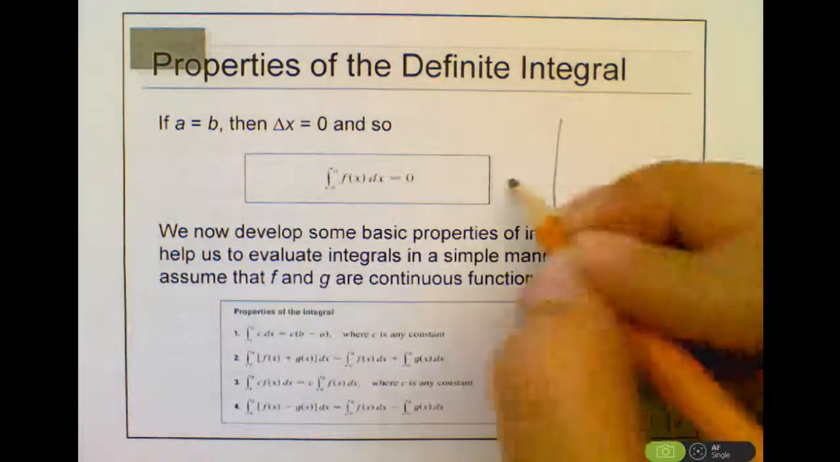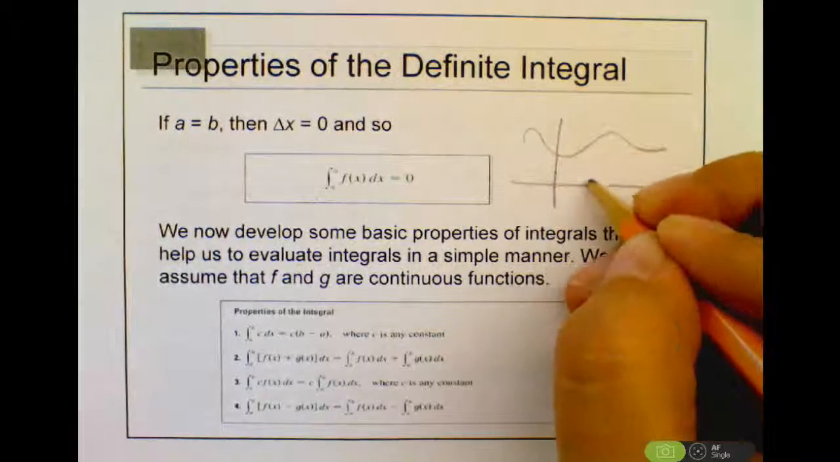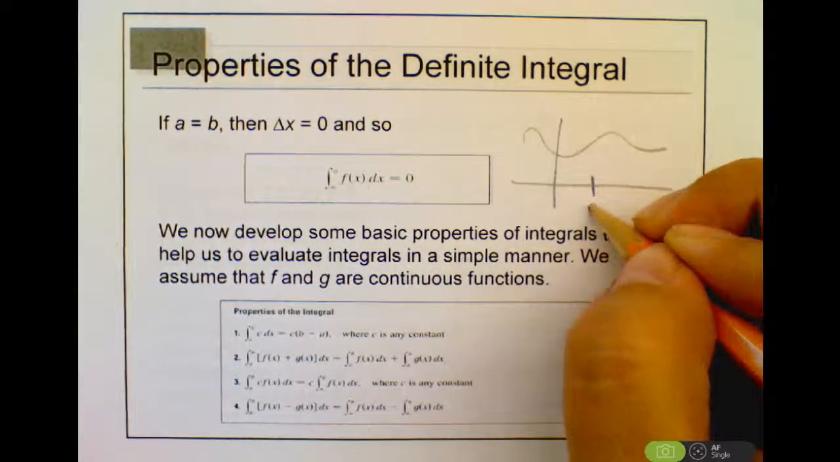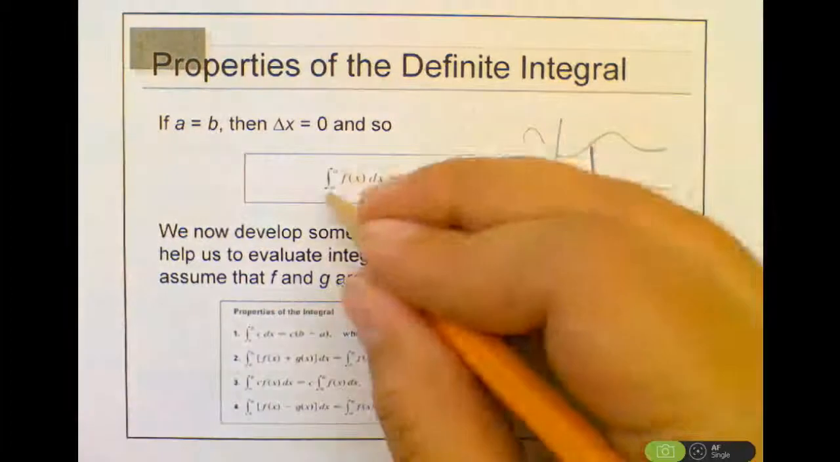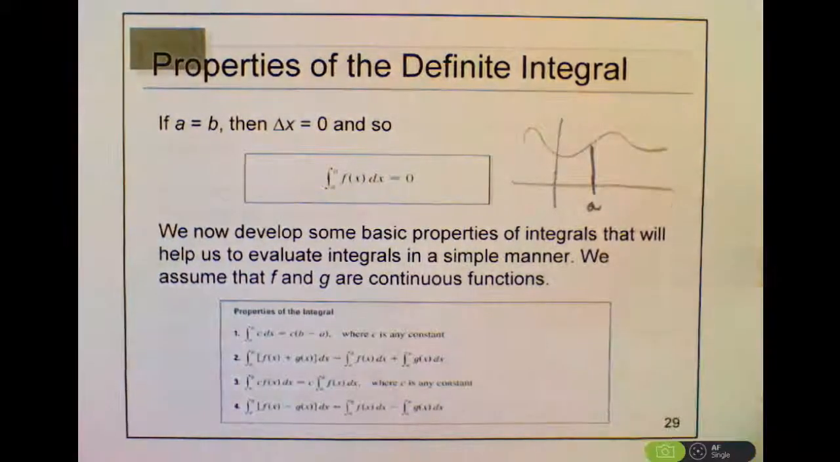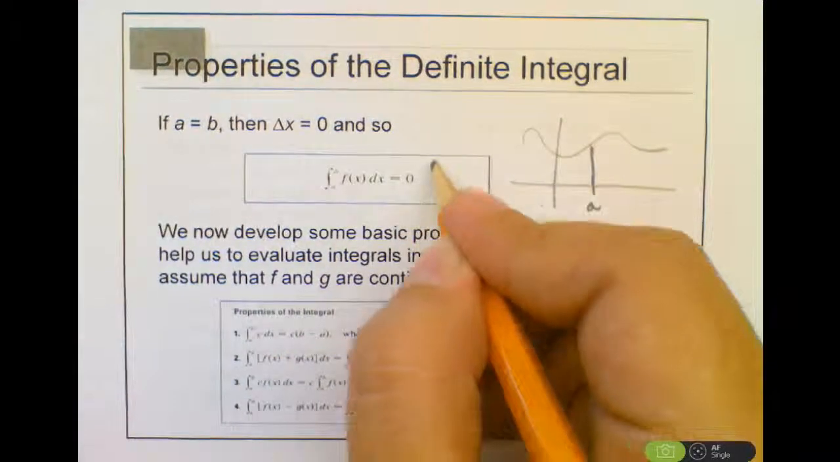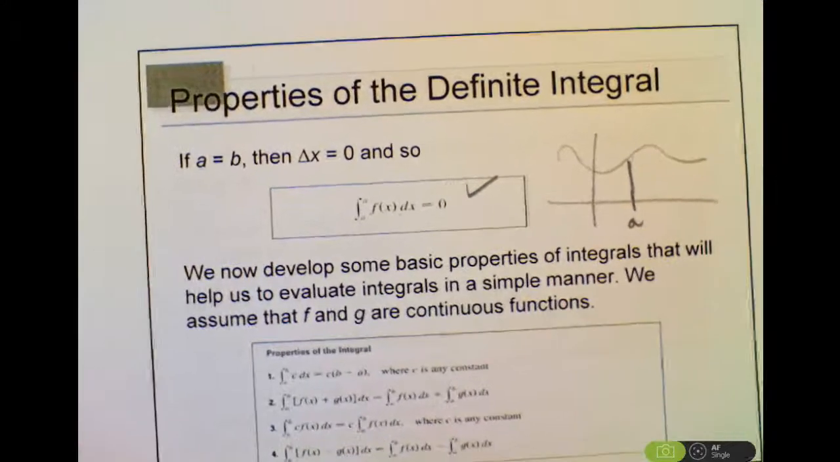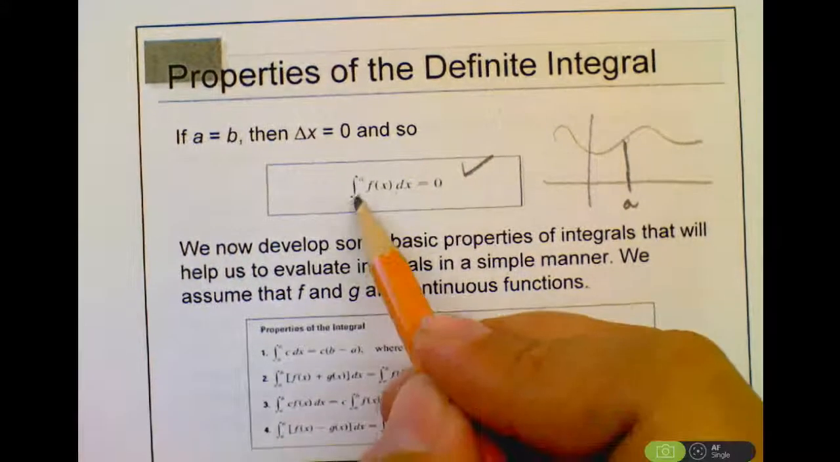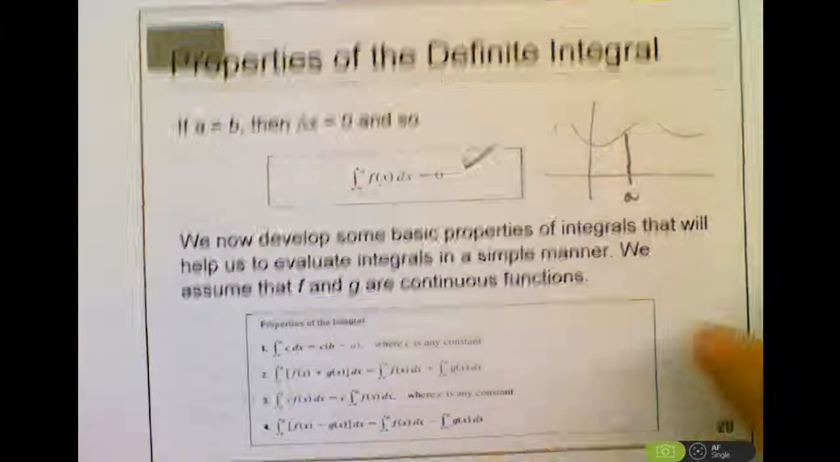Now the other thing is, if you have any function and you're integrating from a number a to the same number a, then definitely there is no area there, so the area is 0. The idea is simple and sometimes it's useful. So the integral between a and a is 0.